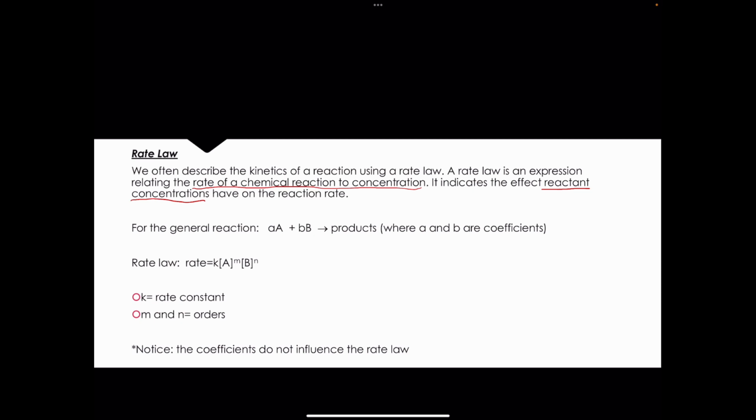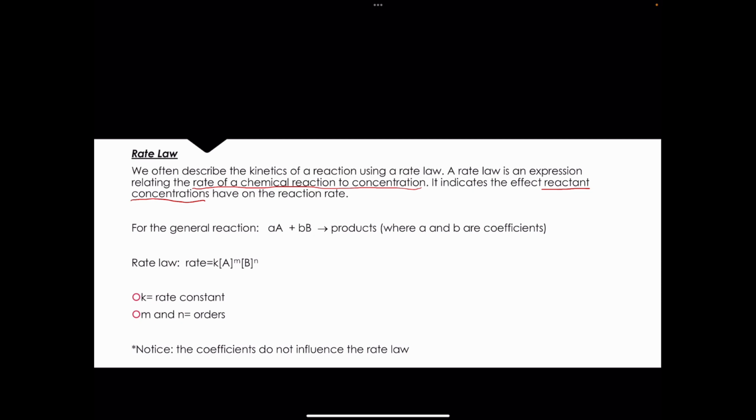In this equation, we've got the capital A and B representing our chemical formulas. Lowercase a and b are our coefficients. So if we were to set up our rate law, the rate law will say that my rate equals k times the concentration of reactant A raised to the power of m times the concentration of B raised to the power of n. Where in this equation, k is a constant. k is going to be referred to as our rate constant. m and n are what we refer to as orders.